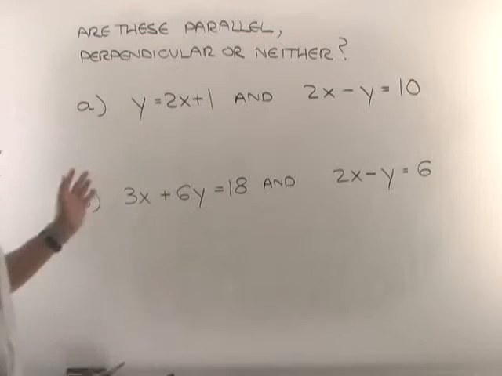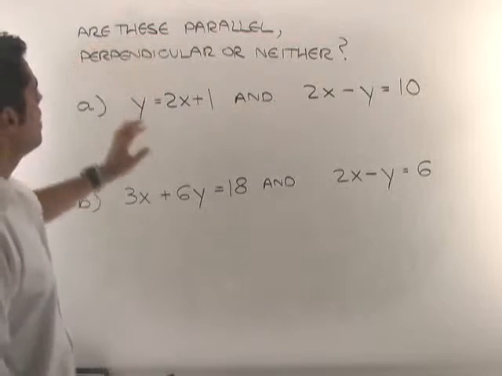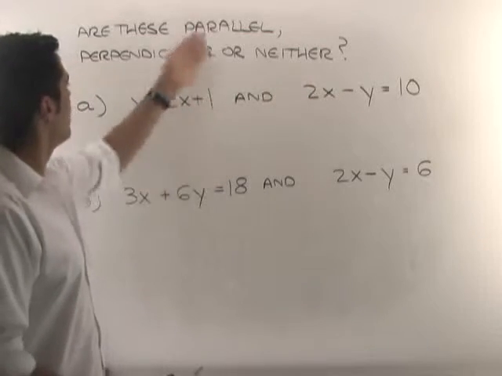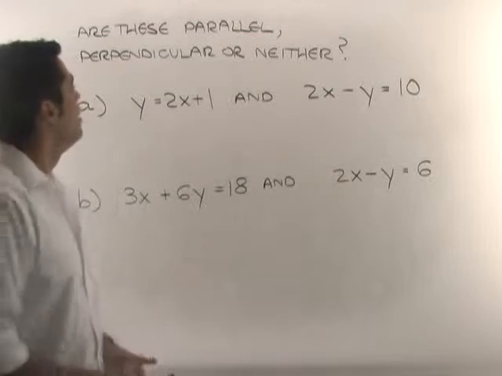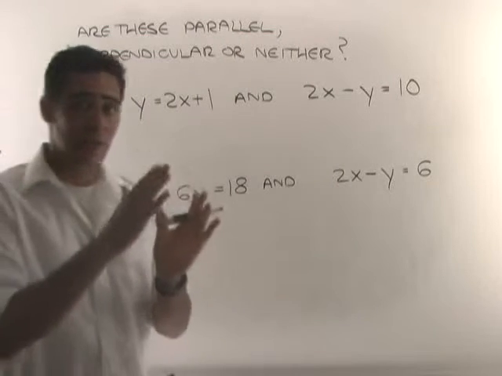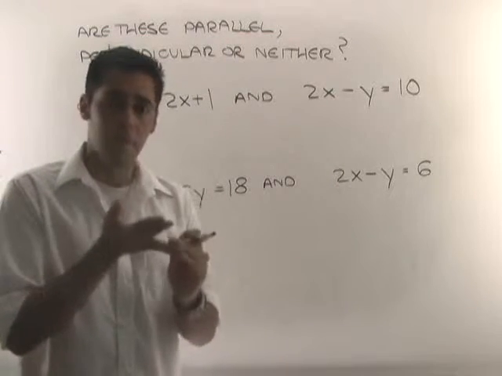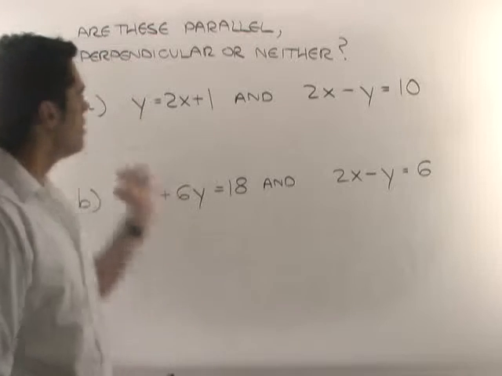Okay, in this problem, we're asked to determine whether or not these two lines are parallel, perpendicular, or neither. And then we're given another two lines to compare. And just remember that when you're given two lines, they can either be parallel, perpendicular, or they don't have to be. So let's take a look.